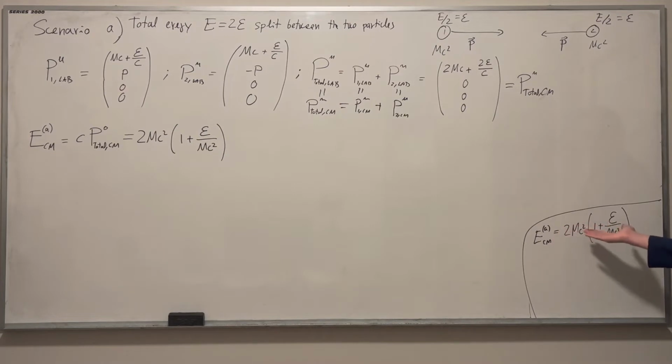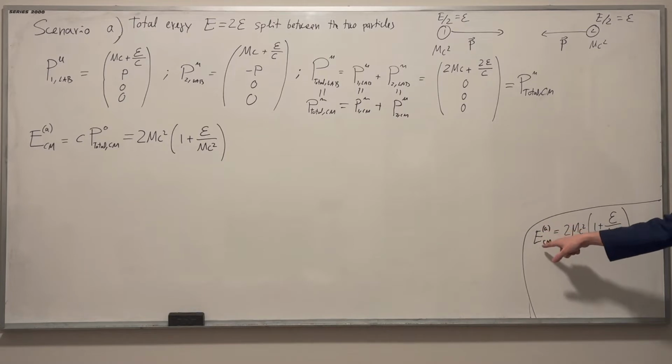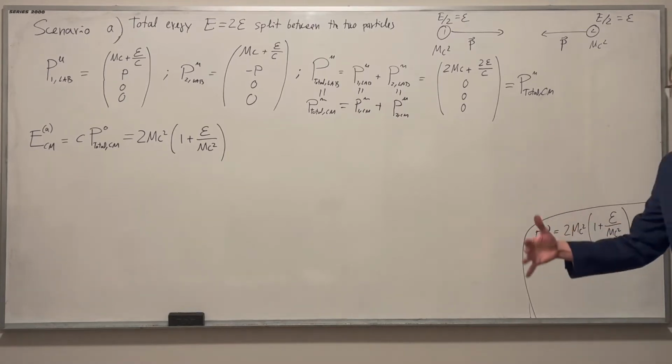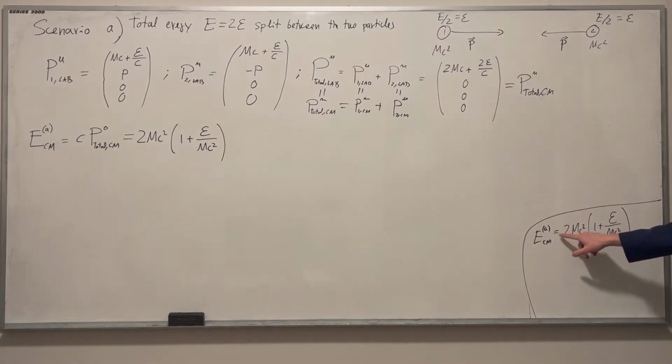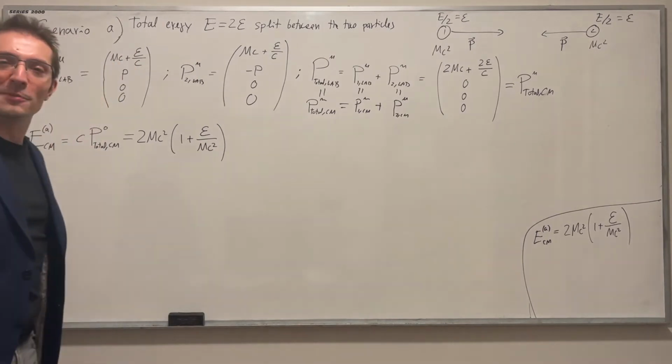And you can tell that this is actually a very neat way of expressing it, because this is the total energy in the center of mass frame, expressed as the total rest energy that we have, multiplied by a factor larger than 1, and this factor is larger than 1 precisely by the ratio between the energy we spent in accelerating each particle divided by its rest energy. So a very neat way of presenting it. Now, this was easy. Let's now change to scenario B.